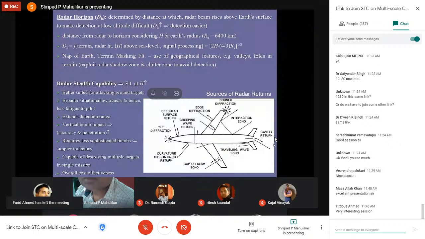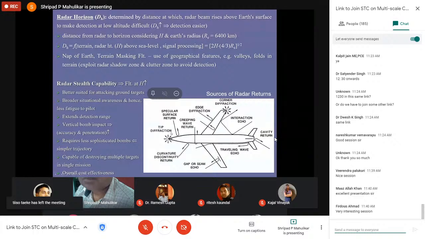For example, the intakes, and as we discussed in the beginning of the lecture, the intake and the nozzle are made S-shaped. The aim of the S-shape is to hide the inner parts of the aircraft. For example, in the case of an S-shaped intake, the front face of the compressor, or the fan in the case of a low bypass turbofan engine, is not seen, as an example. So here cavity return is one of the common sources of radar return.